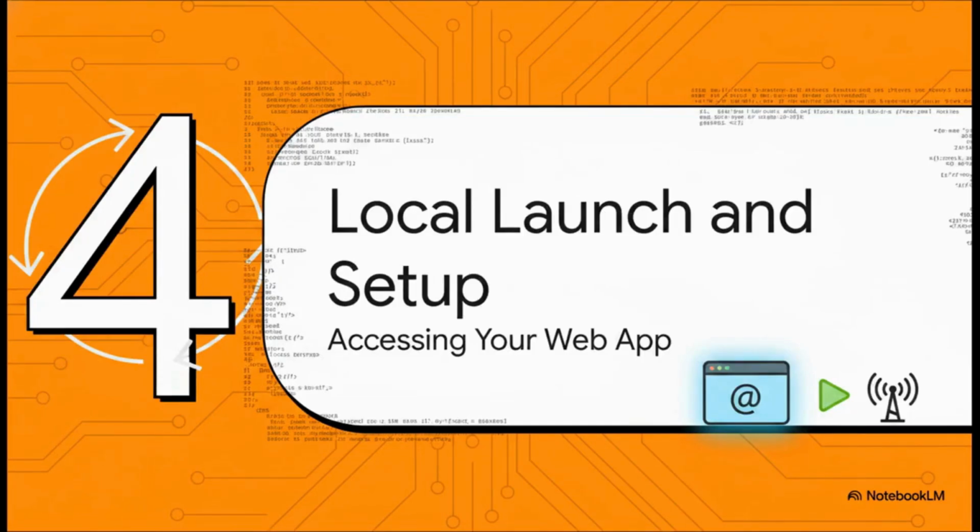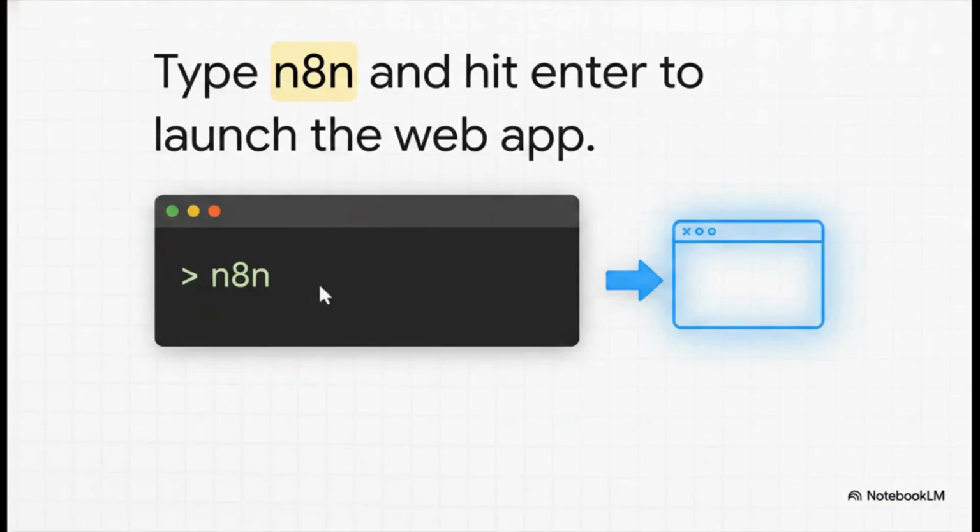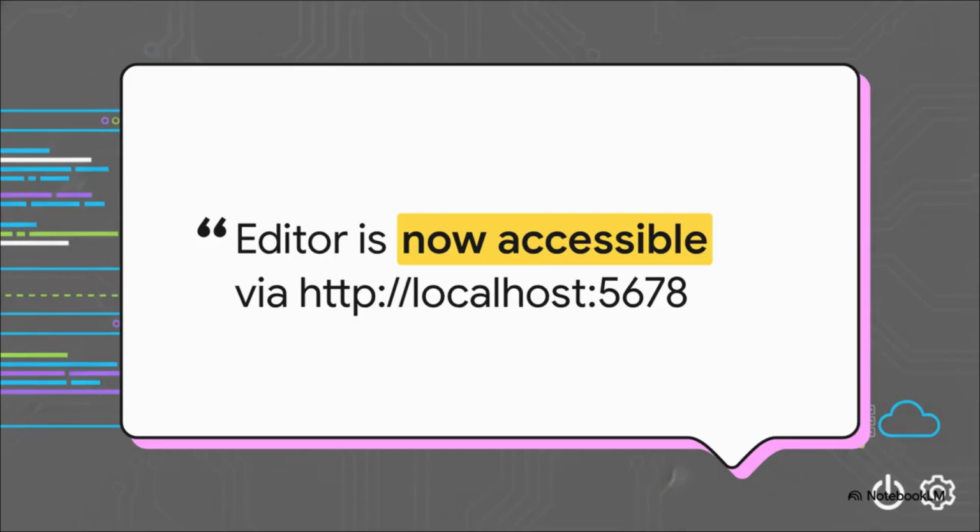Let's jump into section 4, local launch and setup, accessing your web app. You have done the heavy lifting. Now, simply type these 3 little characters into your command prompt, n8n, and hit enter. That is literally all it takes to trigger the web application to launch right on your machine. Your terminal is going to think for a brief moment and then spit out a message saying, editor is now accessible via http://localhost:5678. When you see that output, you can actually just press the letter O on your keyboard, and it will automatically pop open this localhost port right in your default web browser.